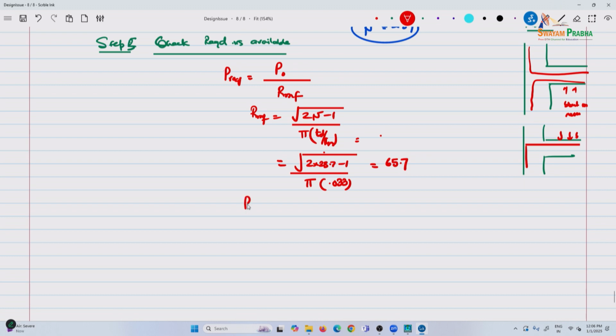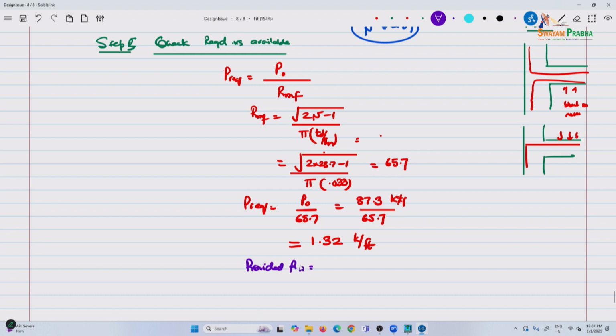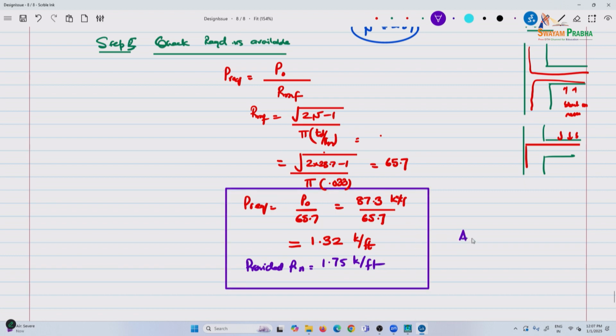Okay, so then the P required is P naught divided by 65.7, and P naught was 87.3. So how much is that? 1.3, 3.2. And provided is Rn, how much is that? 1.8775. So in this case this is adequate.